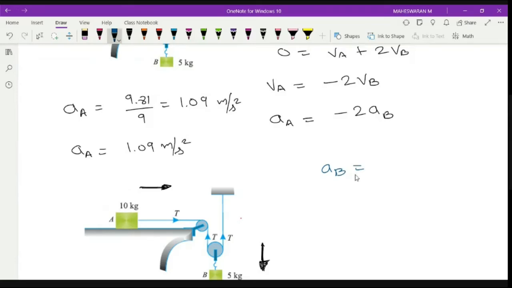Acceleration of block B is a_A by 2, right? So no need to worry about the negative sign. The negative sign always indicates the direction: upward direction is positive, downward is negative. The direction is different here, but no need to worry about it, so you leave the negative signs. Directly you identify what is a_B. So a_B is 1.09 divided by 2, 0.545 meter per second square.